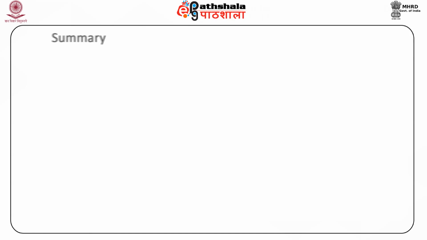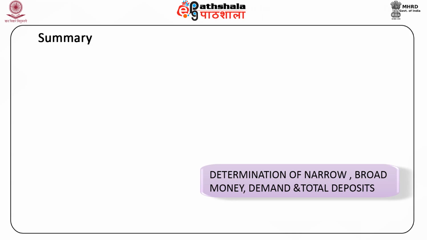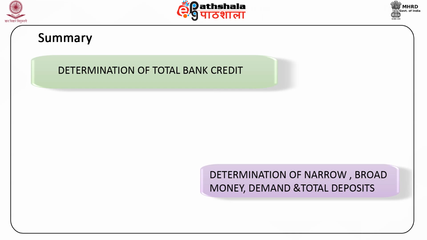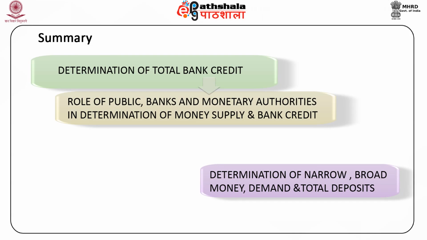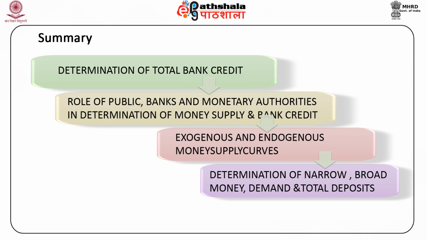In this module, you have learnt about the money multiplier framework and the determination of the narrow and broad money, demand and total deposits, and currency multipliers. The determination of total bank credit and its similarity to the money multiplier analysis, the role of the public, banks, and monetary authorities in the determination of money supply and bank credit. Lastly, you have studied about the exogenous and endogenous money supply curves.